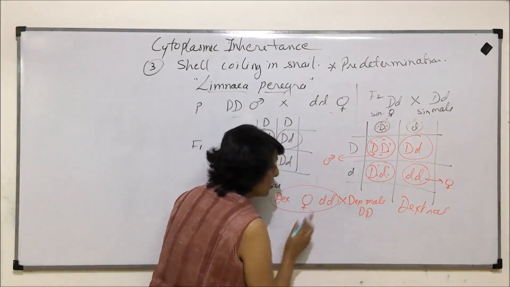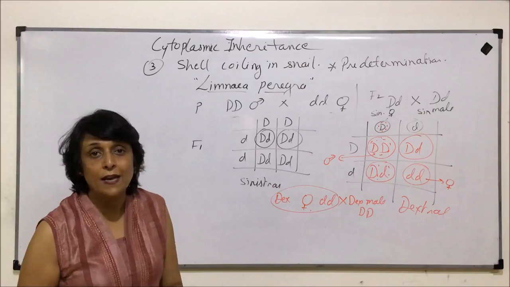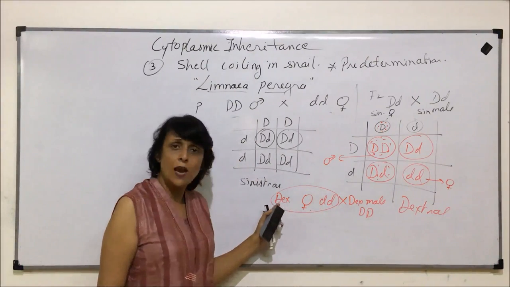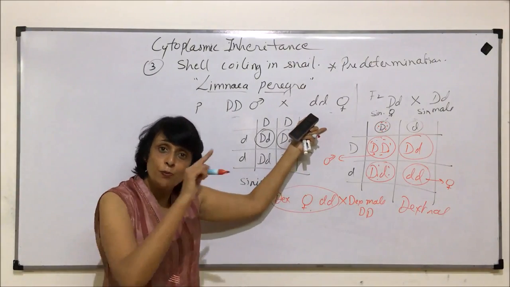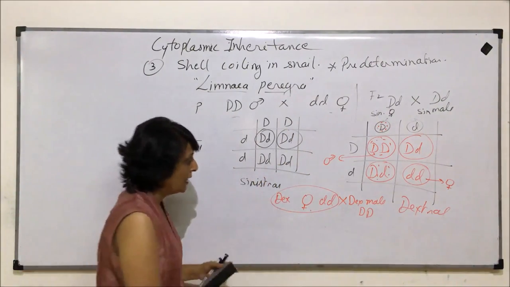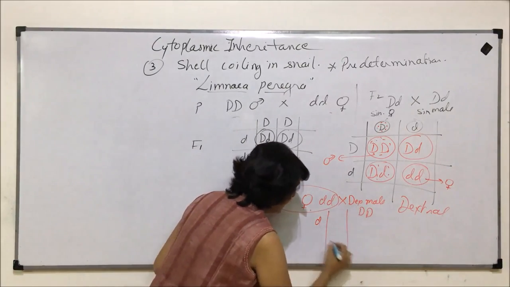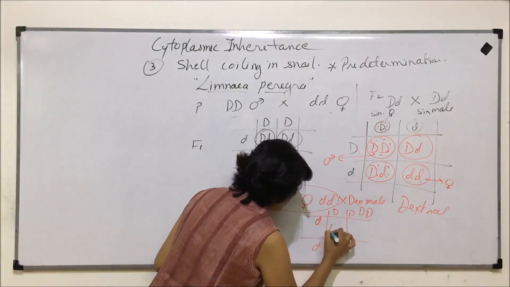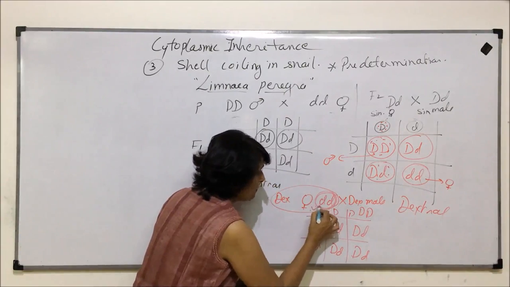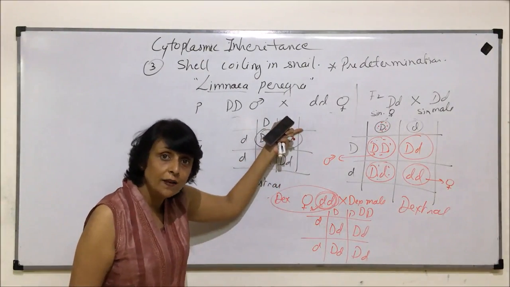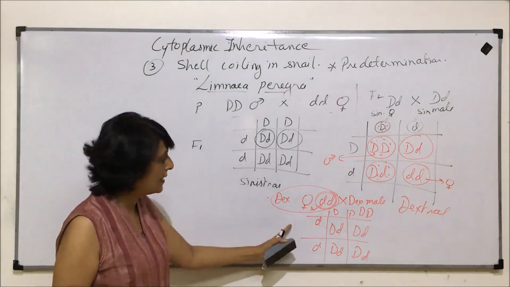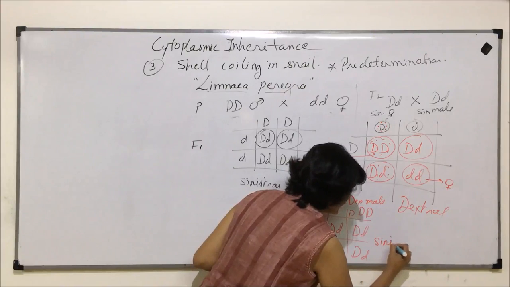Is this female producing the proteins in its lifetime? The answer is no, because this female does not have dominant D. But then how come its shell was dextral? Because her mother had produced that protein. But if she gives rise to offsprings, her offsprings are going to be sinistral. So in this case, she produces small d and the male produces capital D containing gametes. So here all are going to be heterozygous and all are going to be sinistral, because this female, though she is dextral because of her mother, her offsprings are sinistral because of her genotype, because she could not prepare that protein in her eggs. So all these are going to be sinistral.